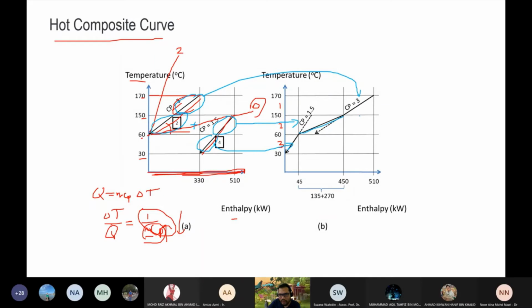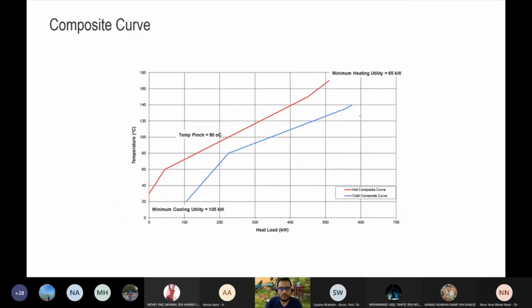You can do this mathematically on your own. Since we use software, we don't have to deal with this detail anymore. And if we have tens or dozens of streams, we're not going to do this manually. So we'll use software, and this is what we come up with.